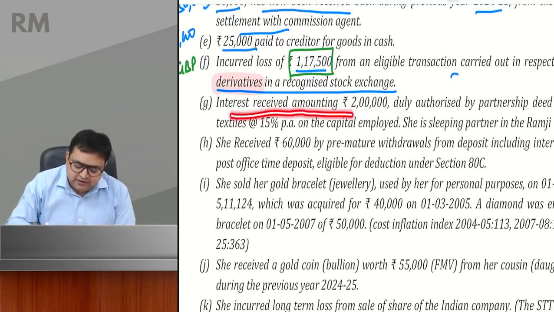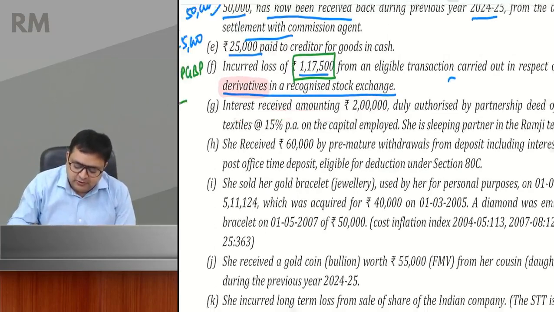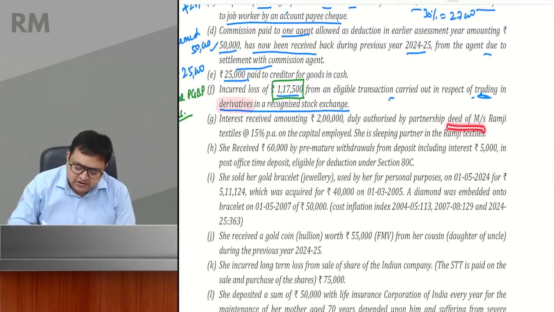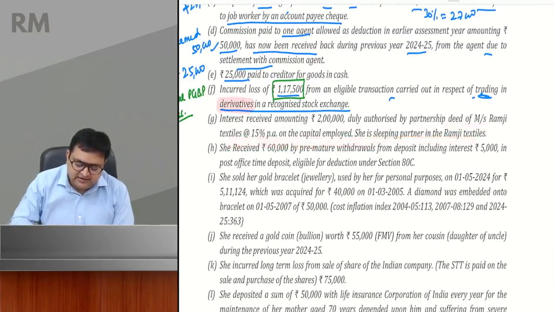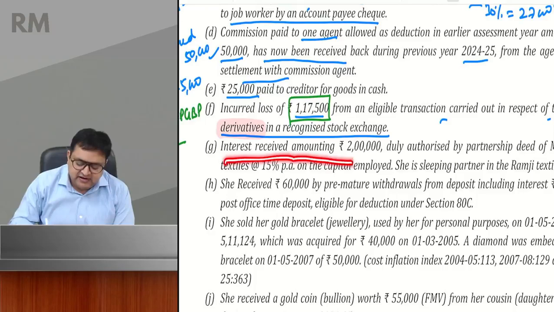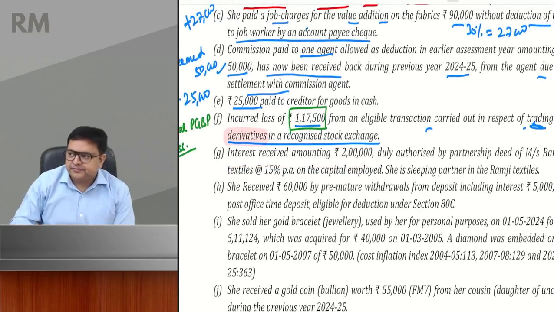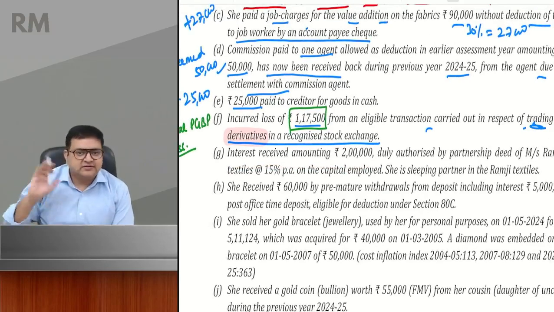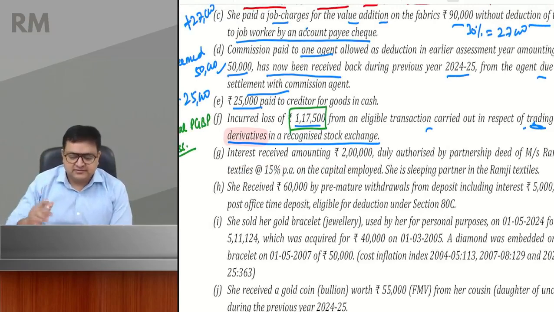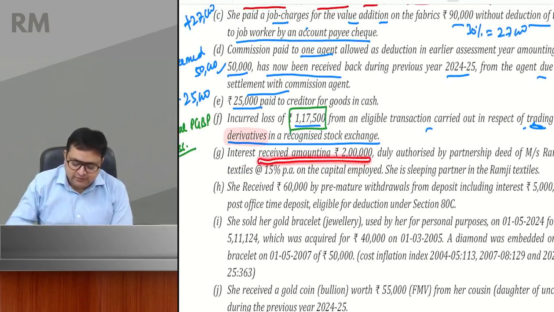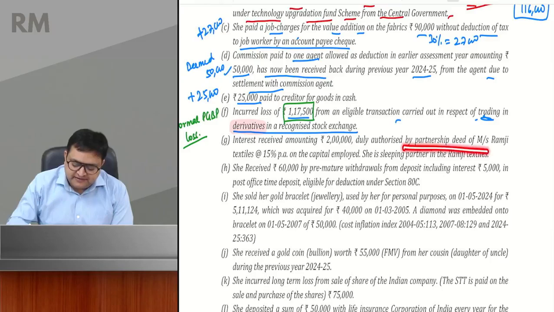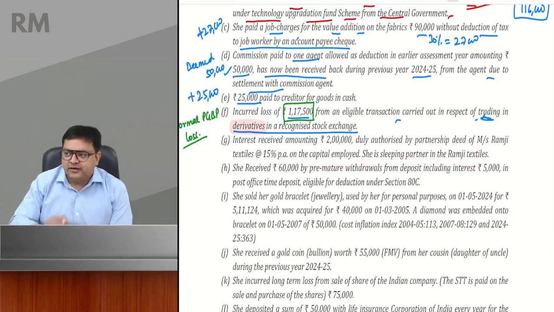G point. Interest received amounting to rupees 2 lakh duly authorized by the partnership deed of Ramji Textile at 15% on the capital employed. She is a sleeping partner in Ramji Textile. She has received interest amounting to rupees 2 lakh and she has not considered this. She is a non-working partner.